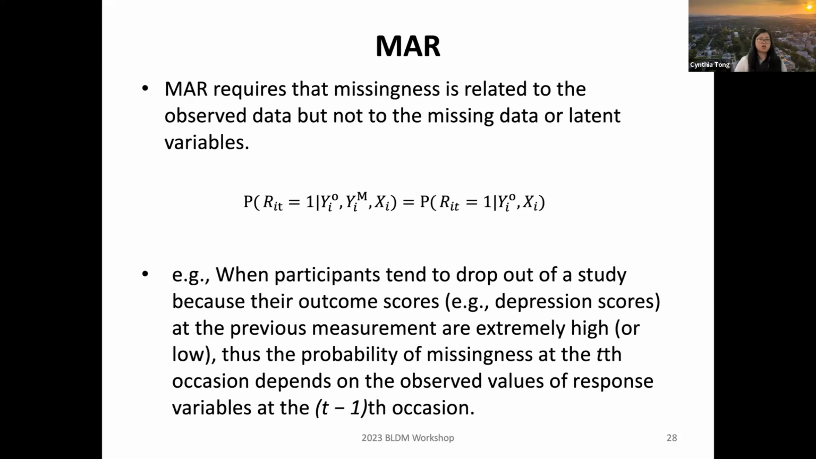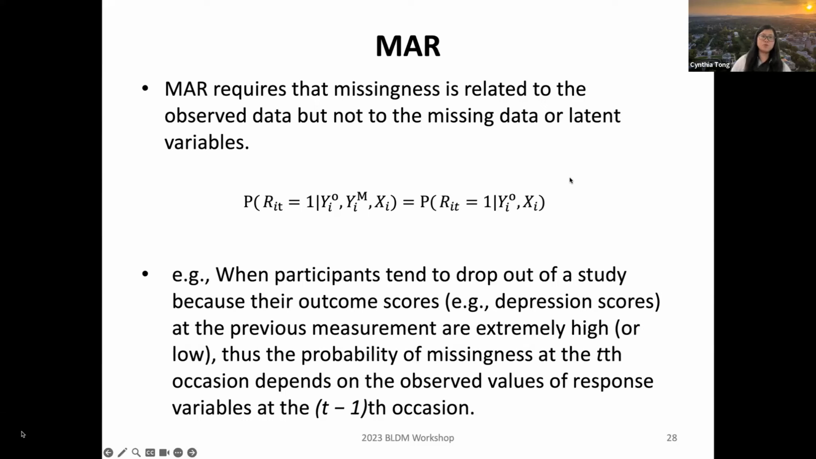For MAR, that actually requires that missingness is related to the observed data, but not the missing data or latent variables. So this missing data indicator, the probability of the missing data indicator equaling 1, is only related to the observed data and observed covariates.